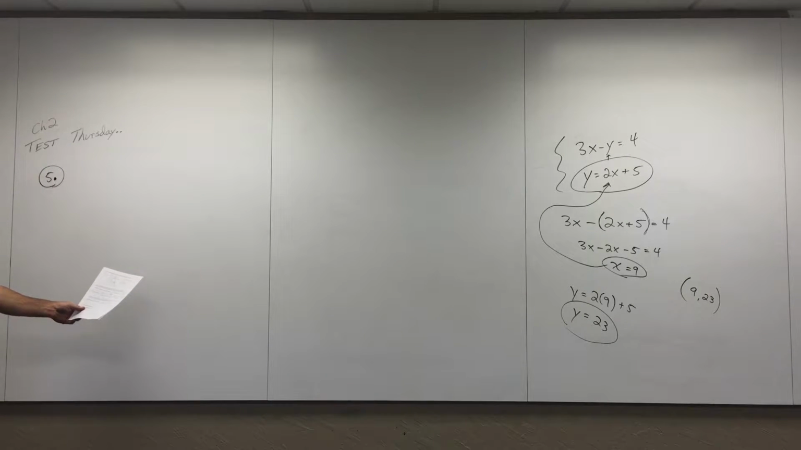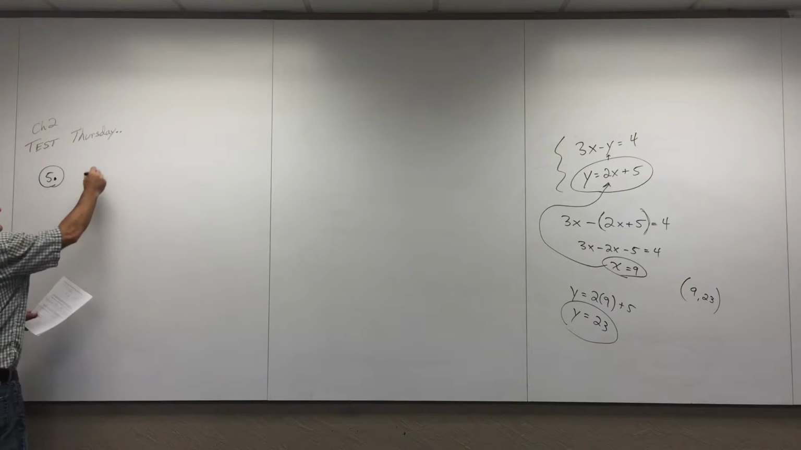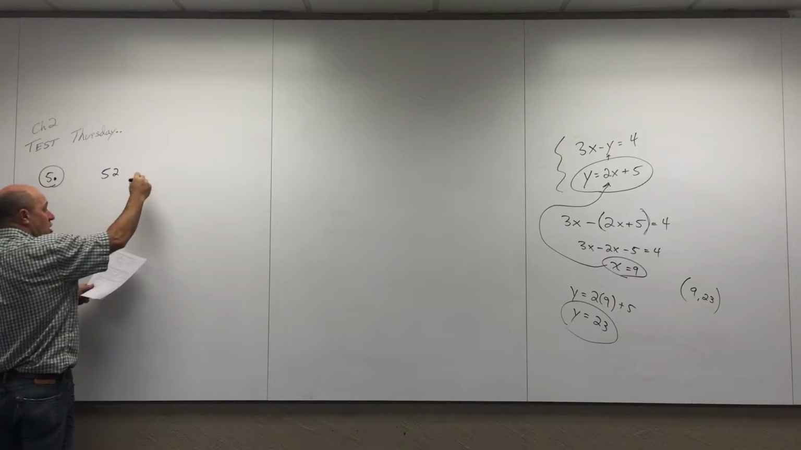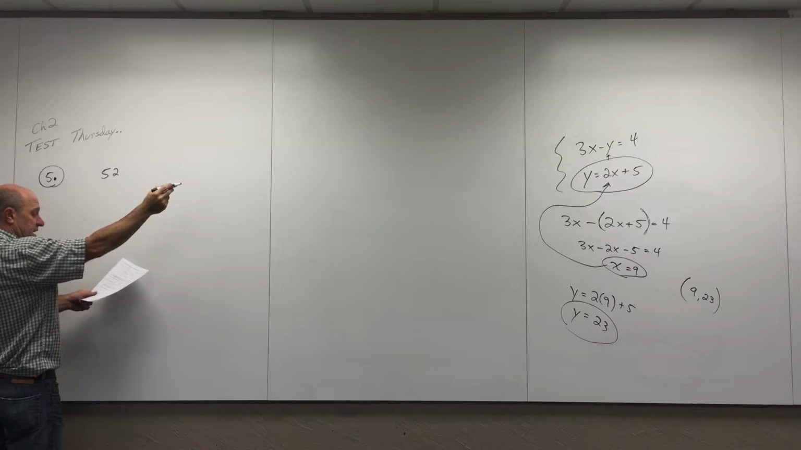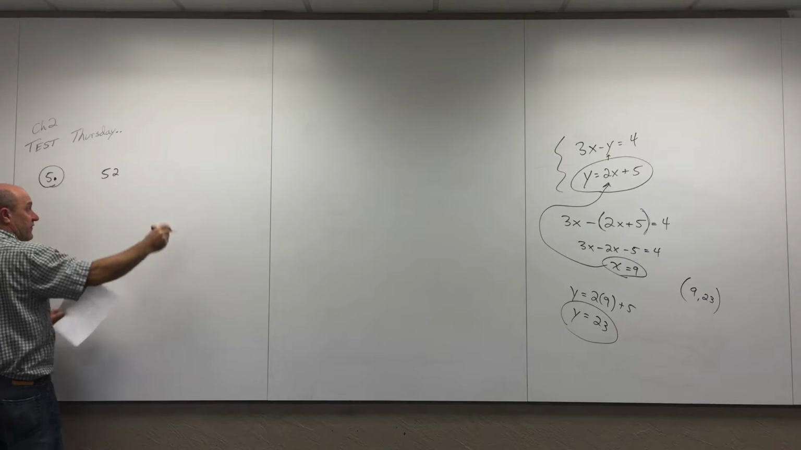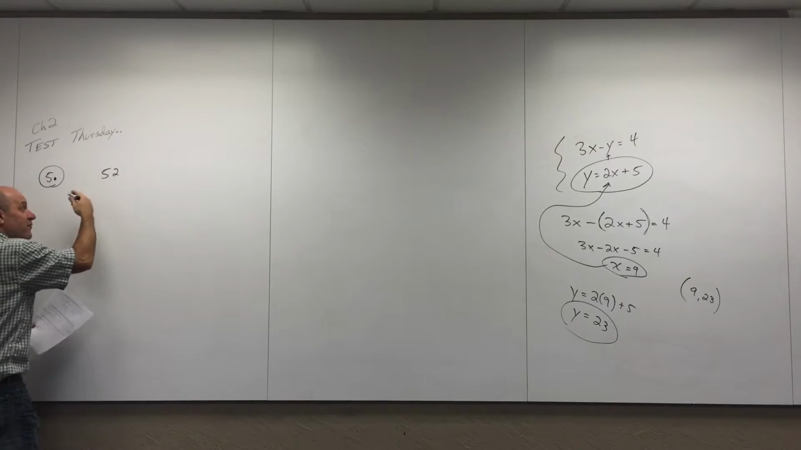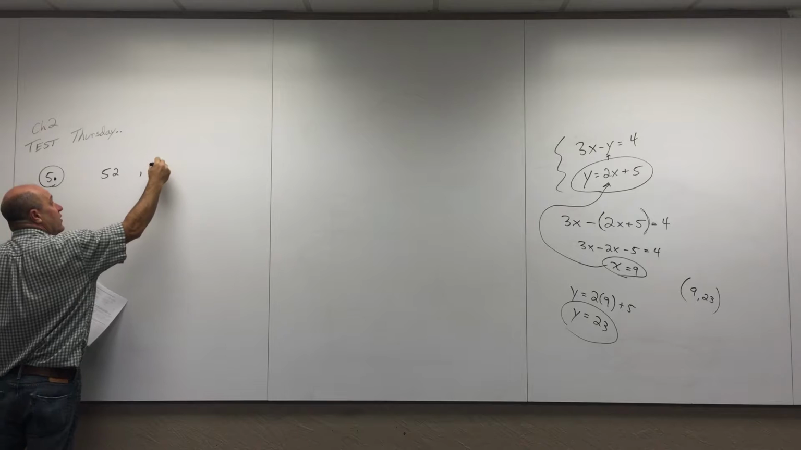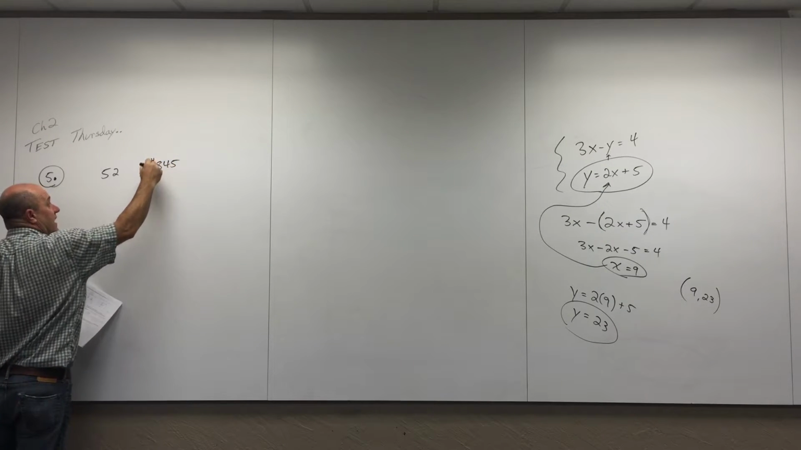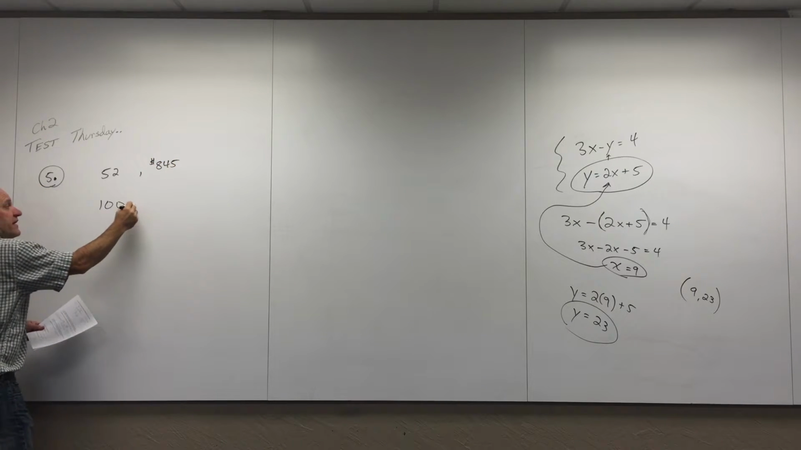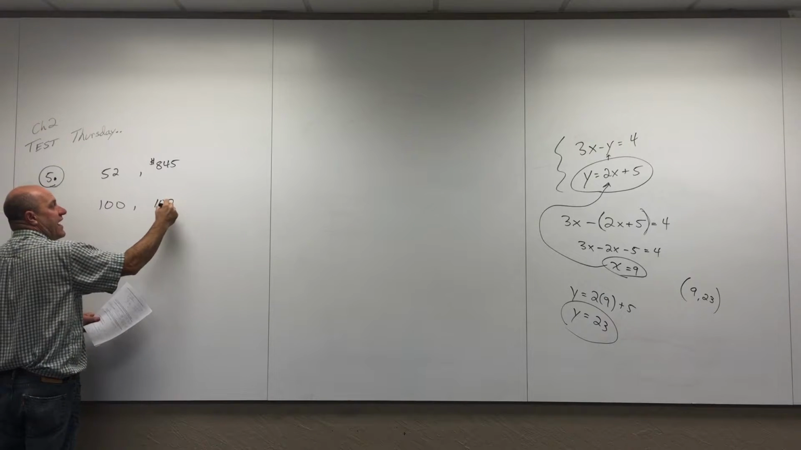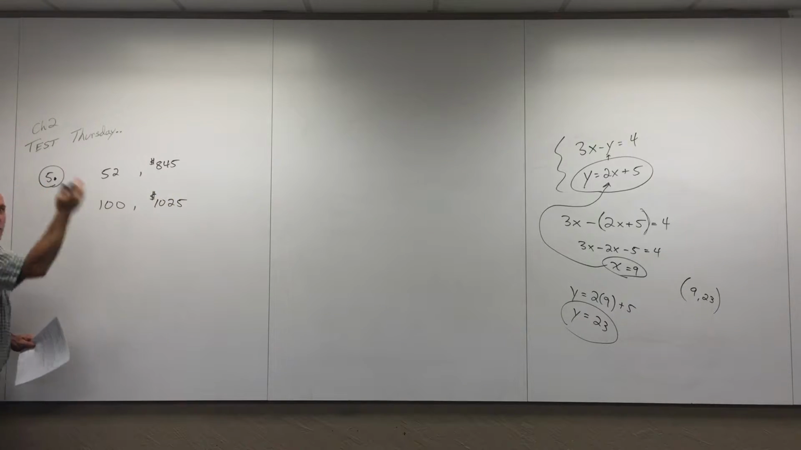Number 5. It says this businesswoman is selling outfits in the mall, and if she sells 52 outfits, her cost is $845. Then when she sells 100 outfits, her cost is $1,025. So when I read that, I see 2 points. Some people struggled with that.